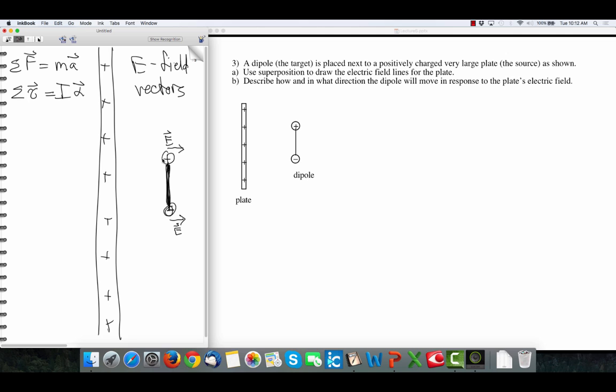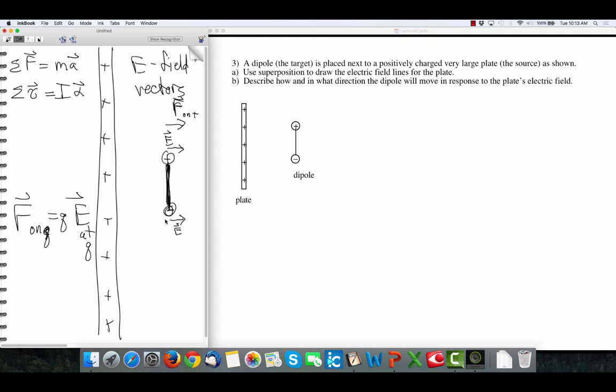If there's a positive charge Q, the force is Q times the electric field at Q. This positive charge feels an electric field to the right, and that's a positive charge, so it has a force to the right. The force on the plus charge is a vector pointing to the right.